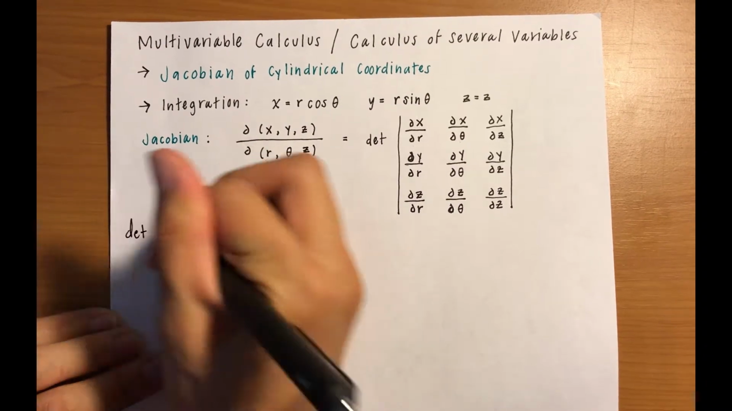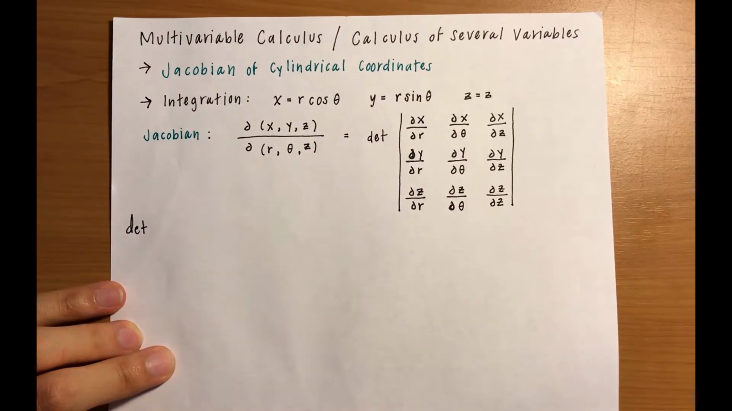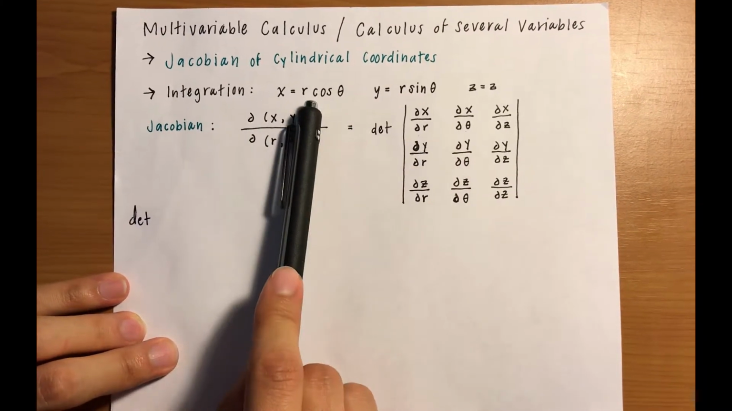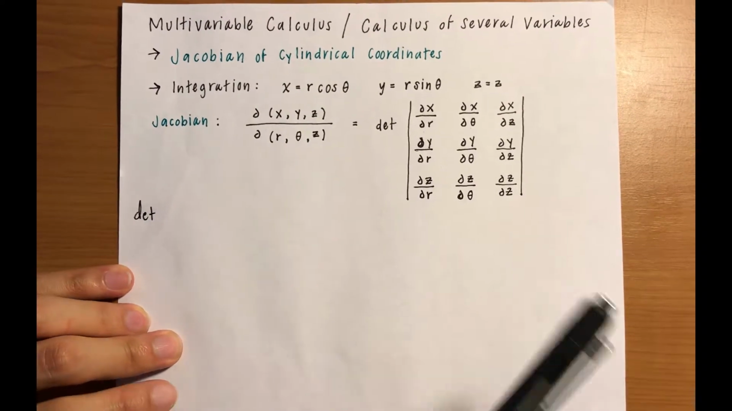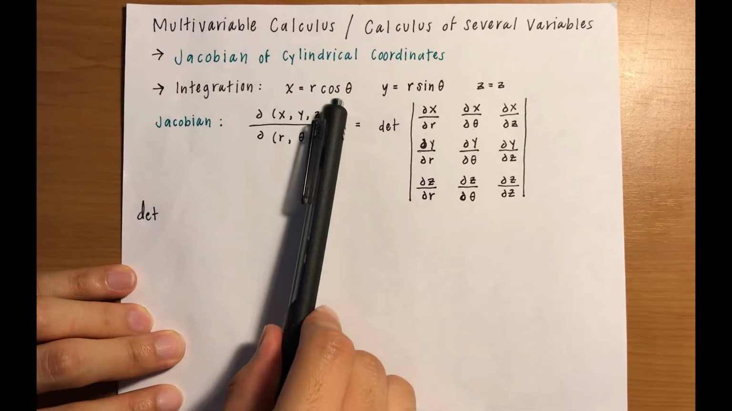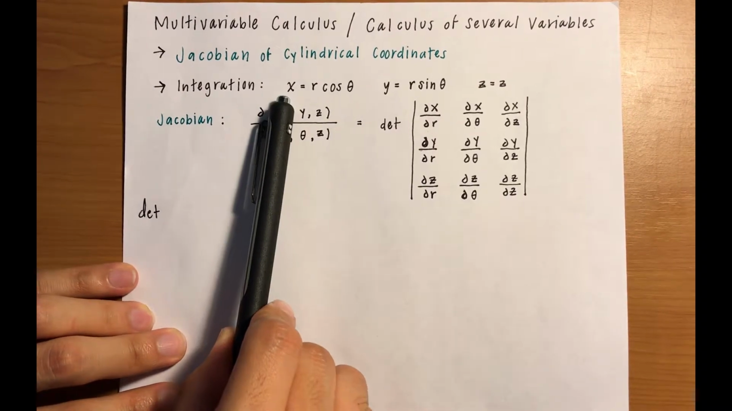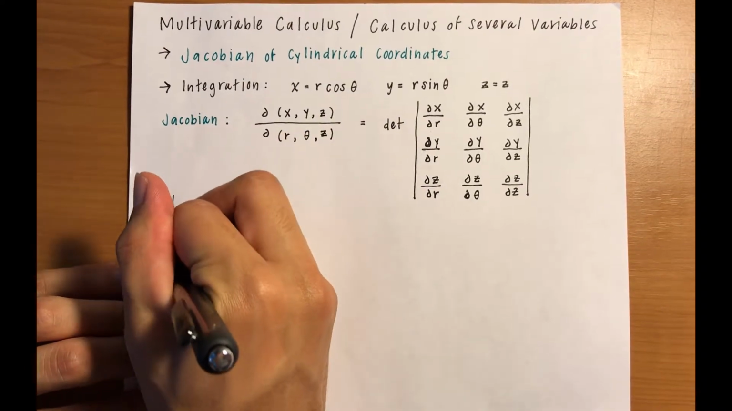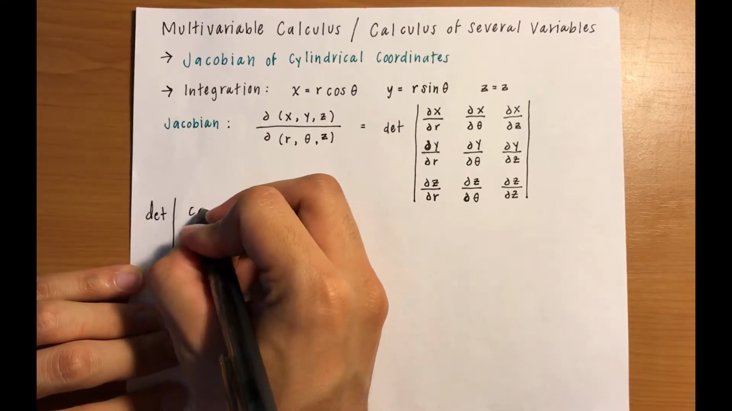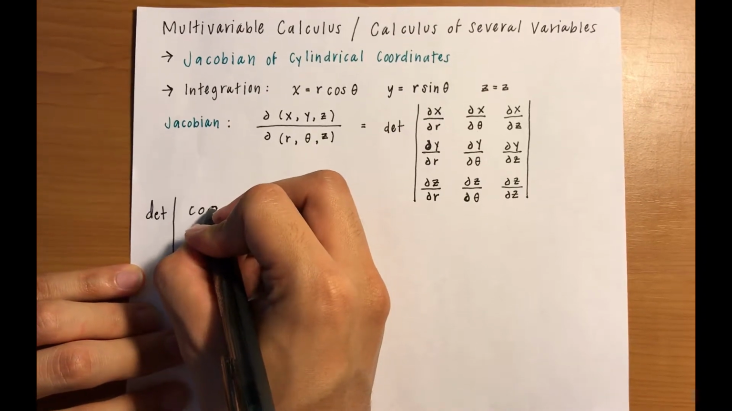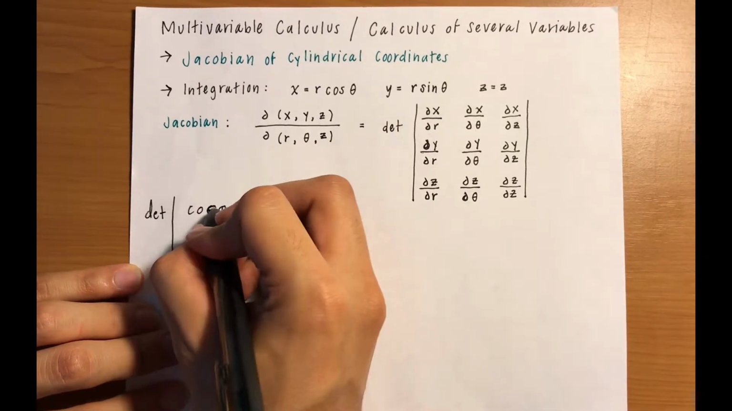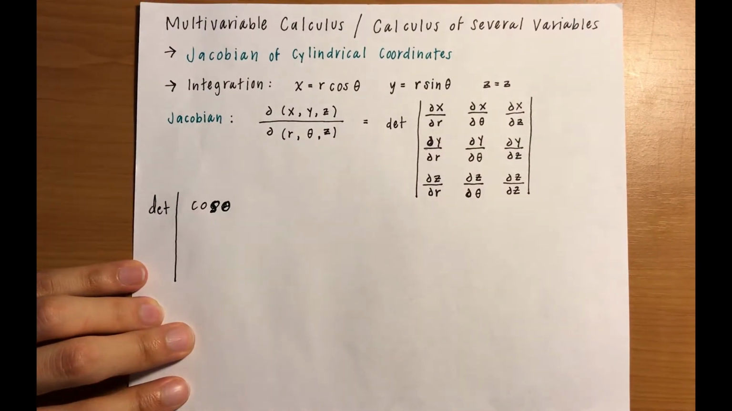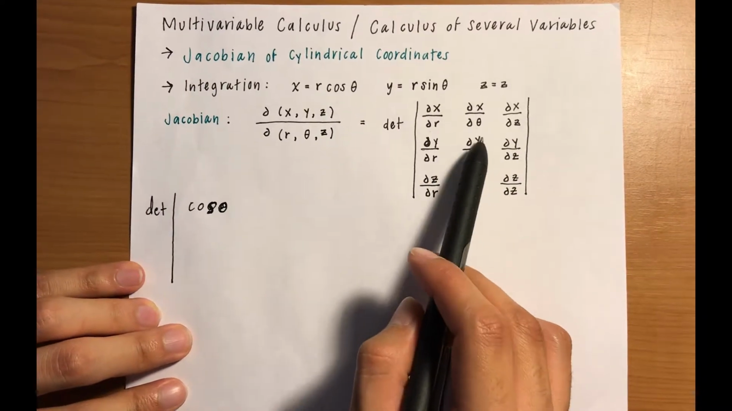So right here, I'm going to put determinant. And then our first partial is the partial of x with respect to r. It just means that any other variable in here is a constant, so the constant would just be theta. So the partial of this x function with respect to r would just be cosine theta. Cosine theta.